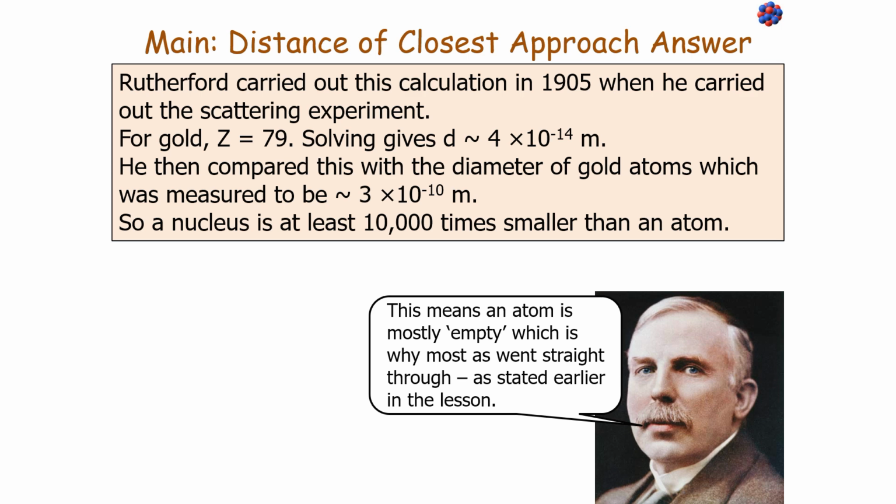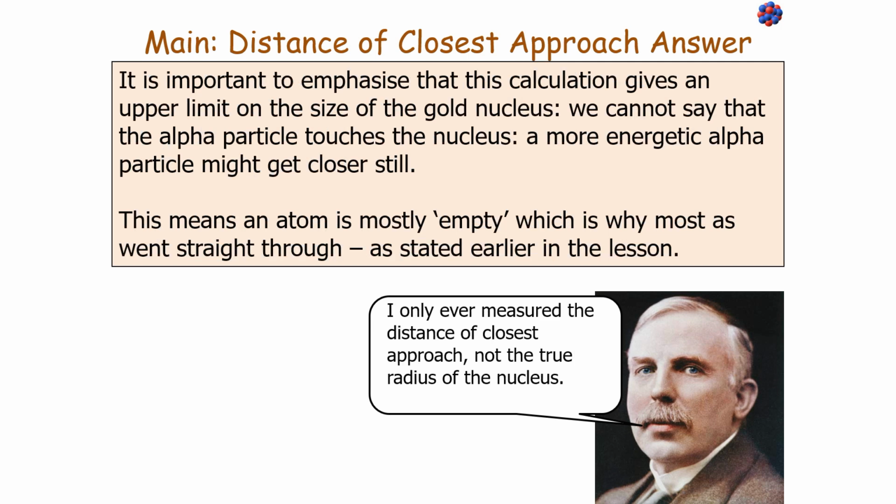So this meant that the atom is mostly empty, which is what we thought earlier when most of the alpha particles went straight through. Now it's very important to emphasize that this calculation gives an upper limit on the size of the gold nucleus. We cannot say that the alpha particle touches the nucleus, and a more energetic alpha particle might get closer still, but what it does mean to us is that this was the first calculation which indicated to us that the atom is mostly empty, which is why most of the alpha particles went straight through.